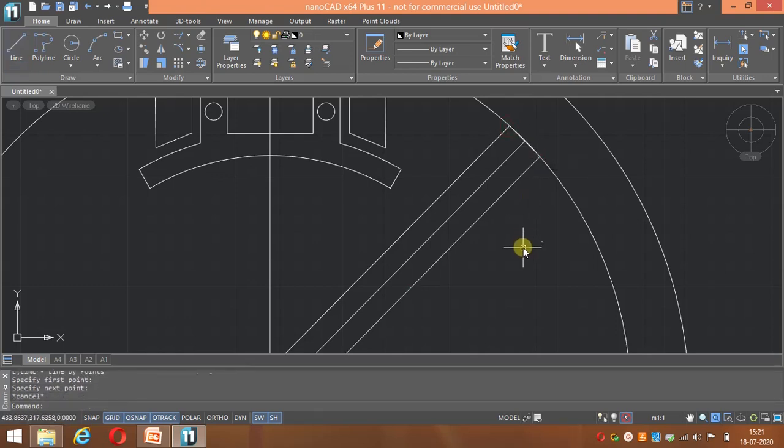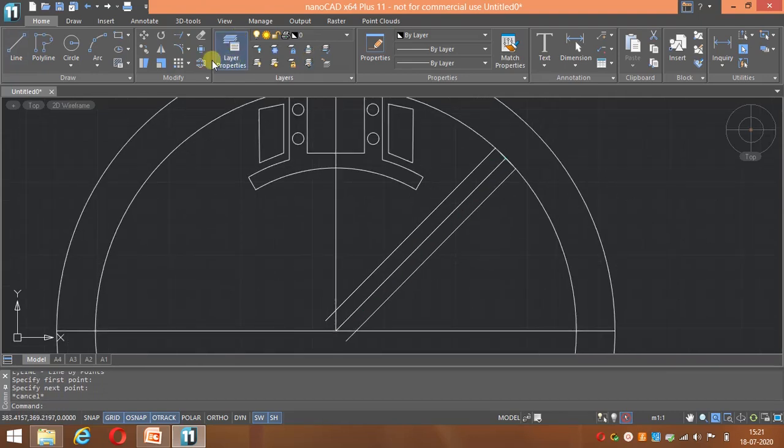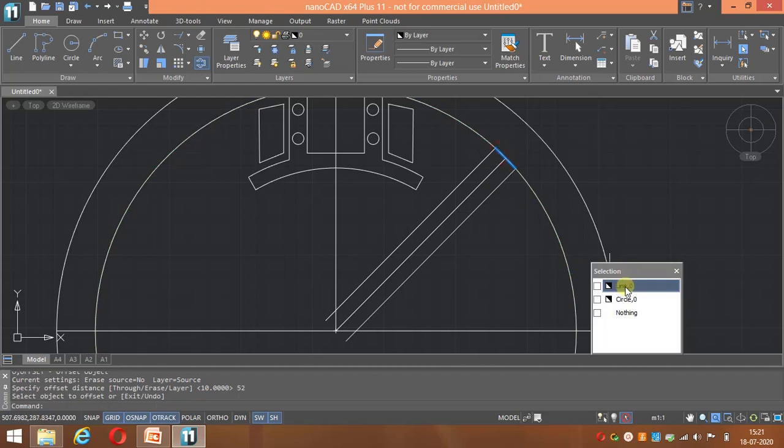Okay, now take a line and let me draw a line from this point to this point. Okay, and go for offset. What is the depth of the interpole given? I mean the height of the interpole. It is 52 mm. 52. Now here you can select this, so it will ask you to select whether you are going to select circle or line, but here I am going to select a line.